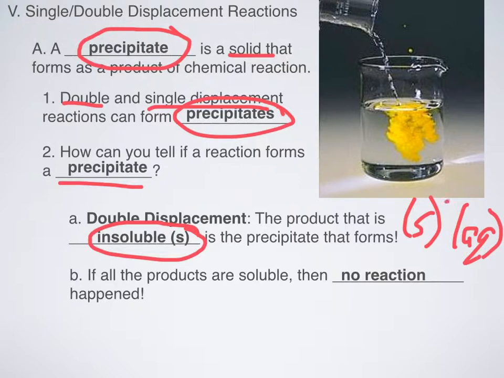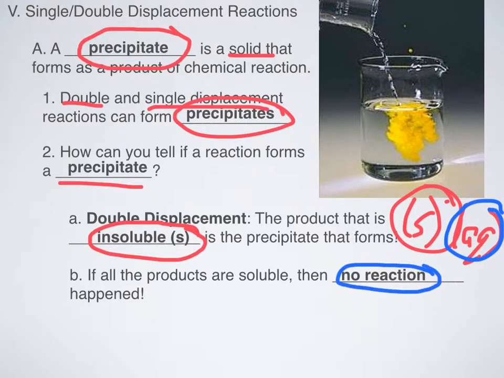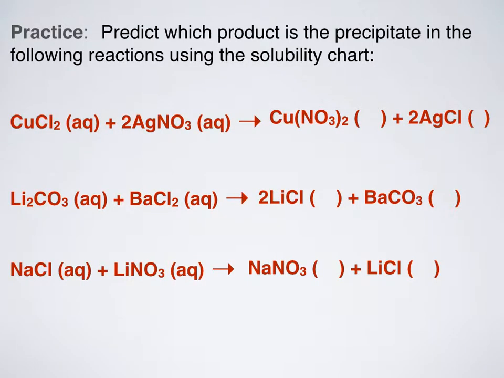Okay, and so if it is solid, then that means that I made a precipitate. On the other hand, if all of the products are soluble, so instead if everything is aqueous, then that means that no reaction actually happened. So get out your solubility charts because we're going to predict and see whether or not precipitates form in the following reactions. Alright, so we have a nice simple reaction here.